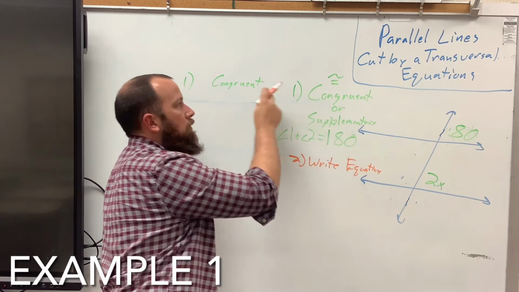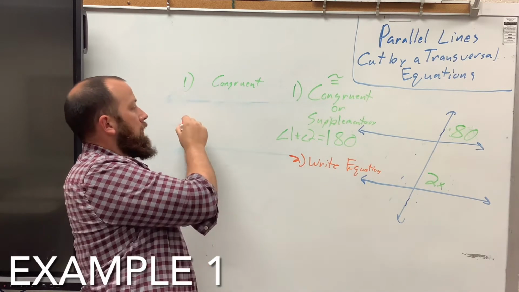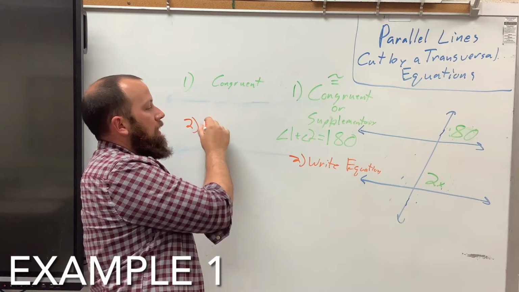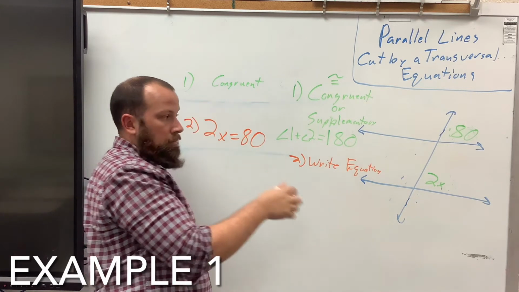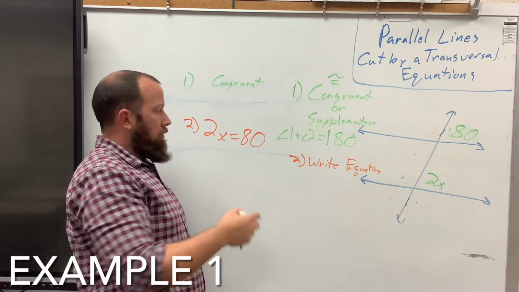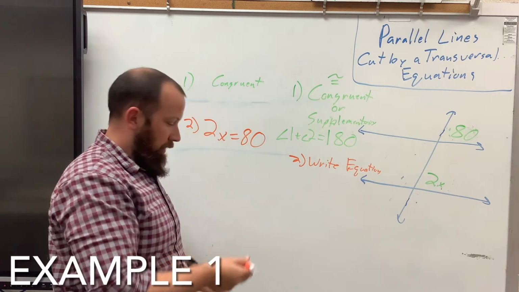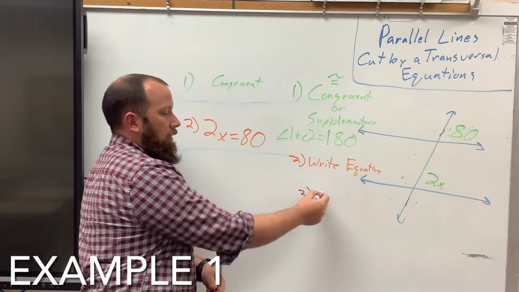Since I know they are congruent, which is just the angles' term for saying equals, all I have to do is say 2x is going to equal 80, because they're equal. I could just put 80 here if I wanted to. Now I have an equation, and my third step is solve.